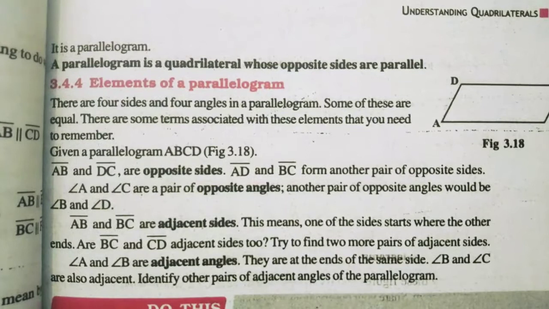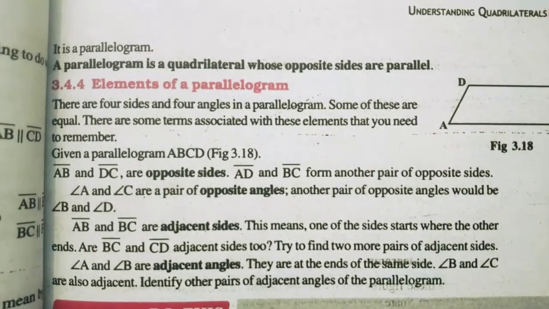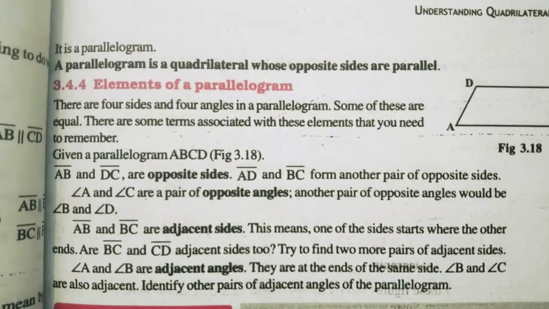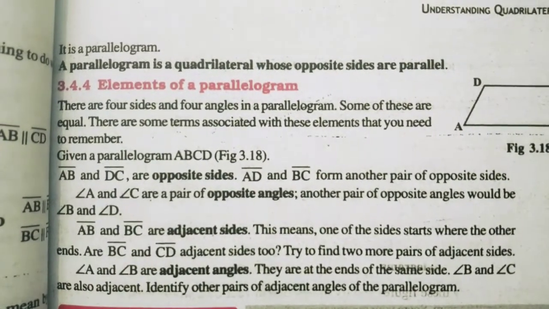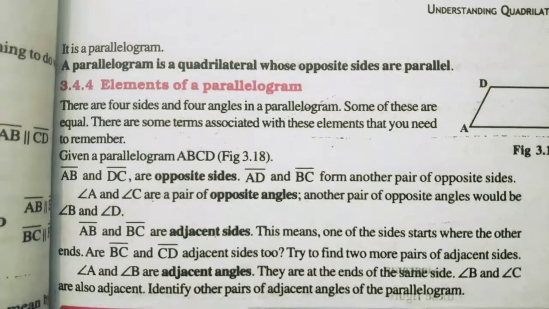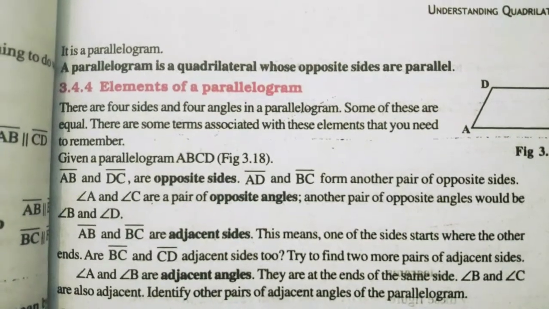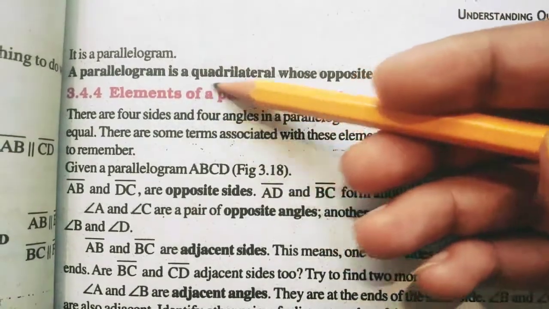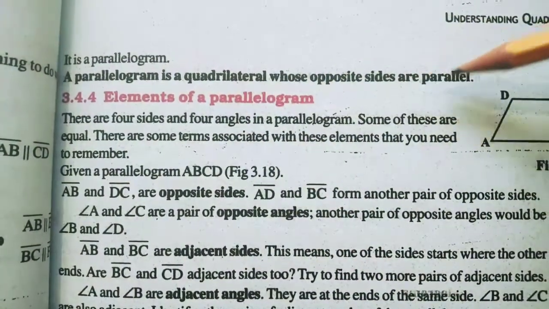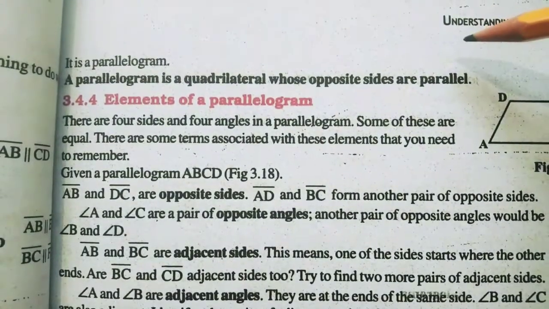So in the last video I have explained about the kinds of quadrilateral, right? The kinds of quadrilaterals are trapezium, kite and parallelogram. Today we will study the elements of parallelogram. A parallelogram is a quadrilateral whose opposite sides are parallel. I have explained you, right?